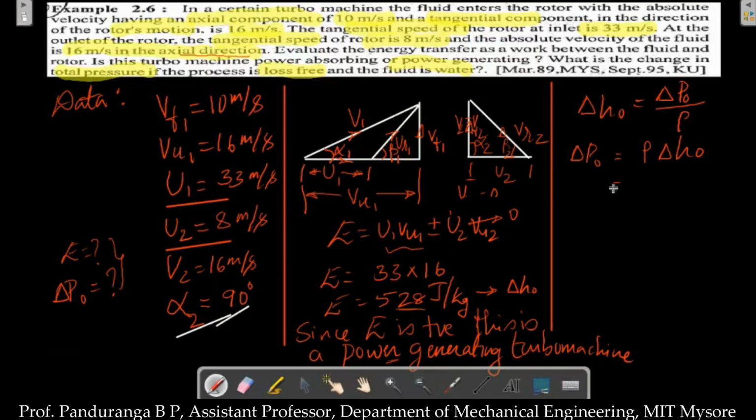So if I do this, we know that the working fluid is water, so the density of water is 1000 kg per meter cube multiplied by delta H naught, which is 528 joule per kg. So I'll get 528000 Pascal or Newton per meter square, or I can write it as 5.28 bar.